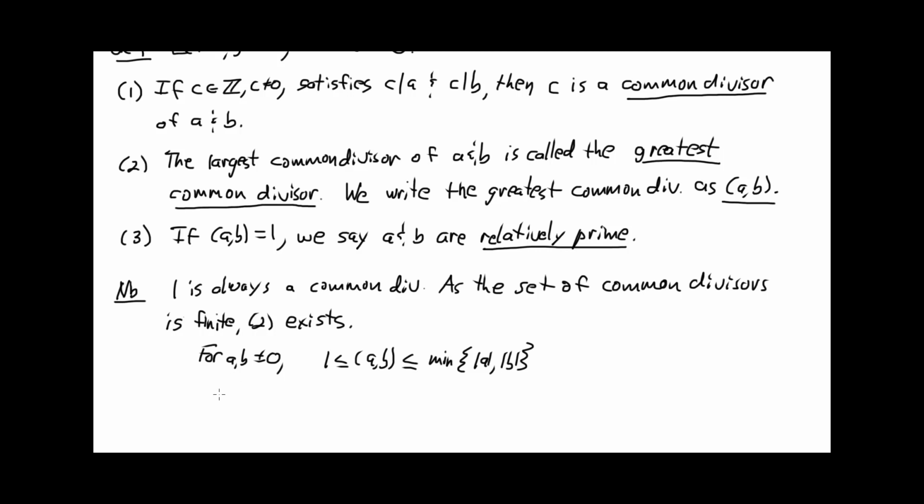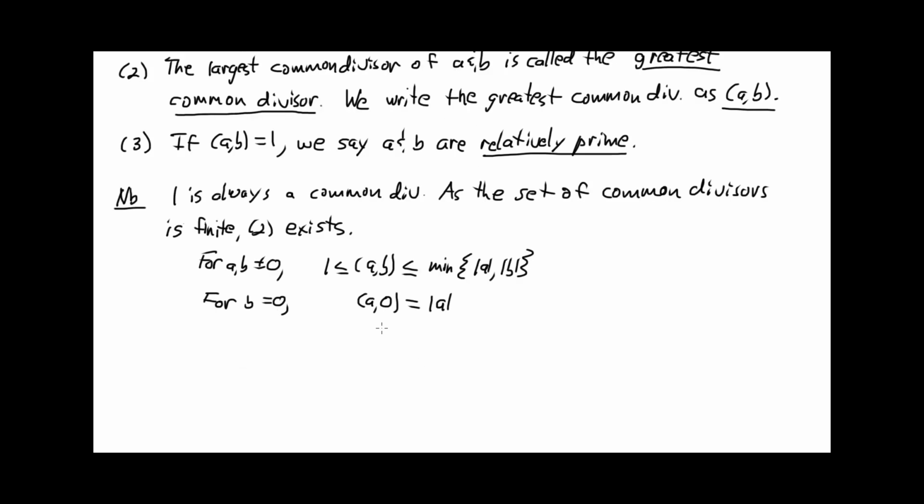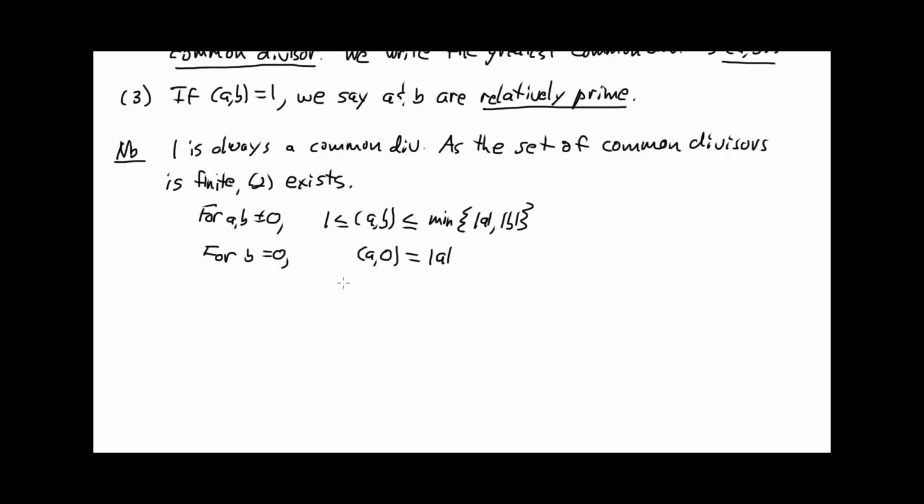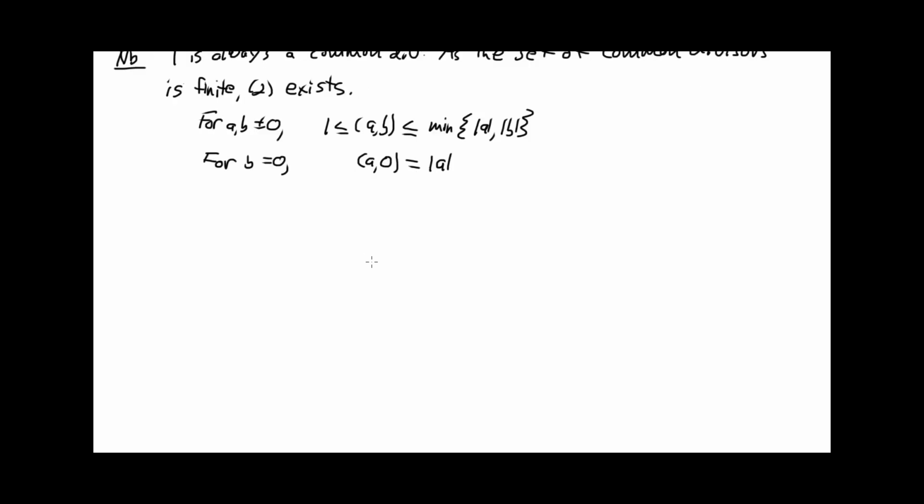When b is 0, then everything is kind of trivial, and you get the following: the greatest common divisor of a and 0 is the absolute value of a, and that's because everything divides 0, so the greatest common divisor is just the greatest divisor of a, which is the absolute value of a.